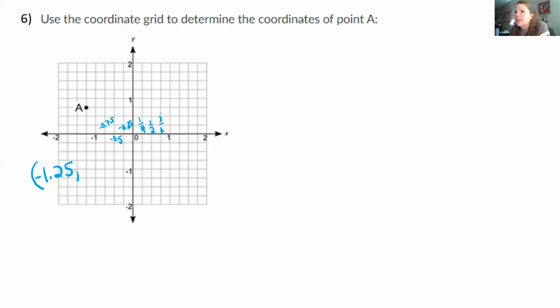So this, we'd have to go left -1, -1.25. And then up, here's 1. Here's 1 right here. So right below that would be 0.75, right? Does that make sense to you guys?